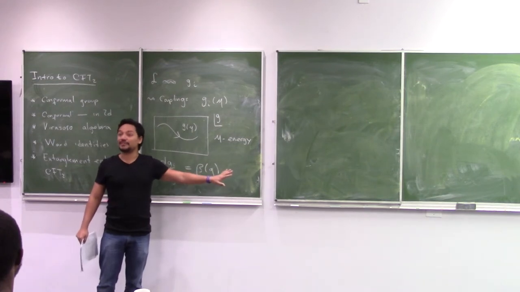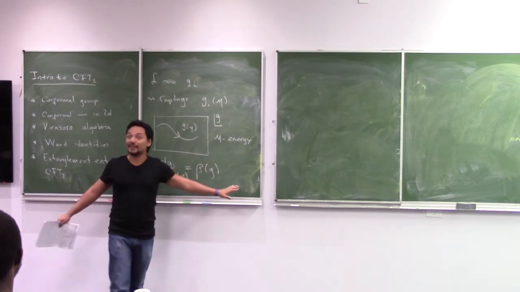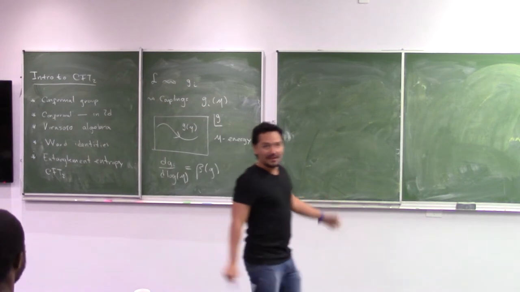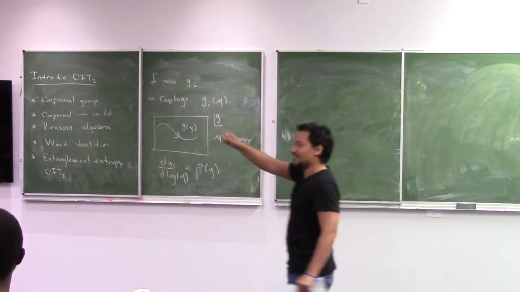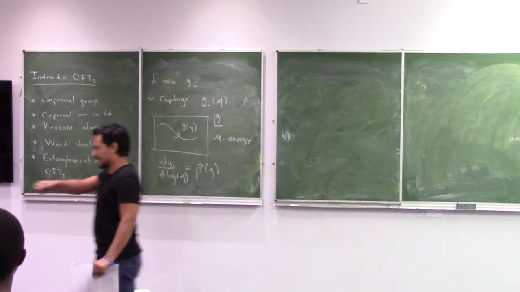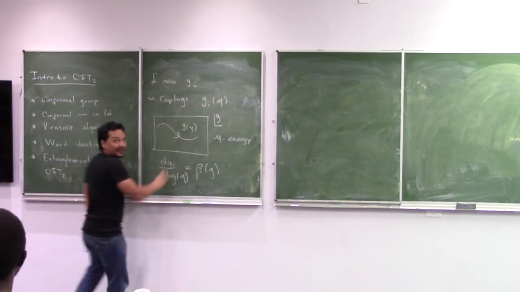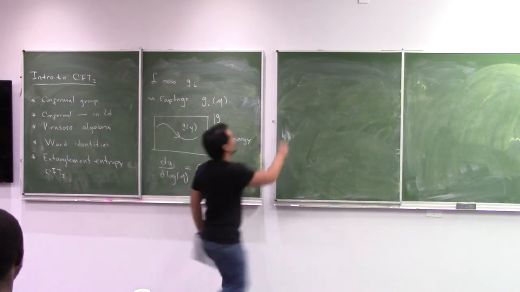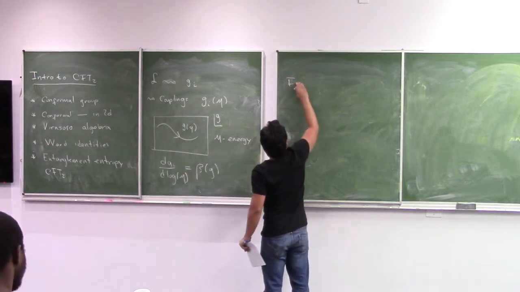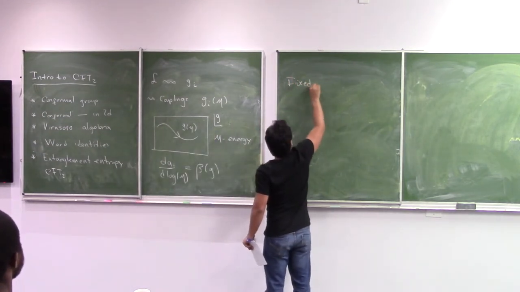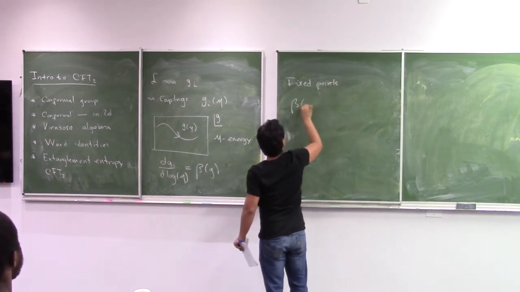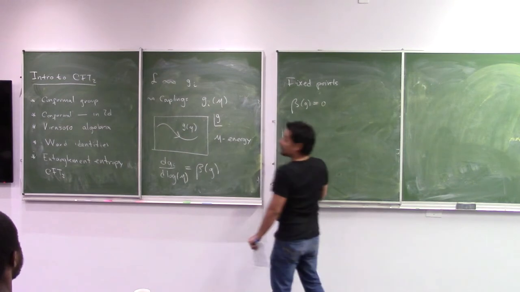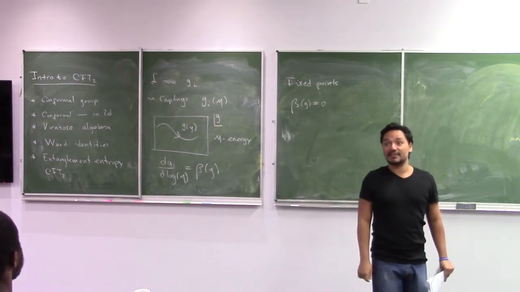You find the fixed point. That's the easiest thing you can do, right? I give you this equation, and I tell you, let's at least find the places where it's stable, let's find the fixed points of this. Not stable, when this is equal to zero. Find the fixed points. The fixed points of this equation are the places where beta is equal to zero. When the beta function is equal to zero.